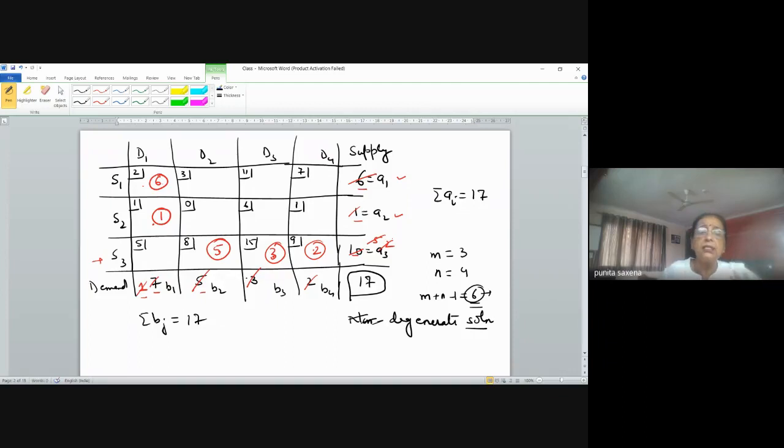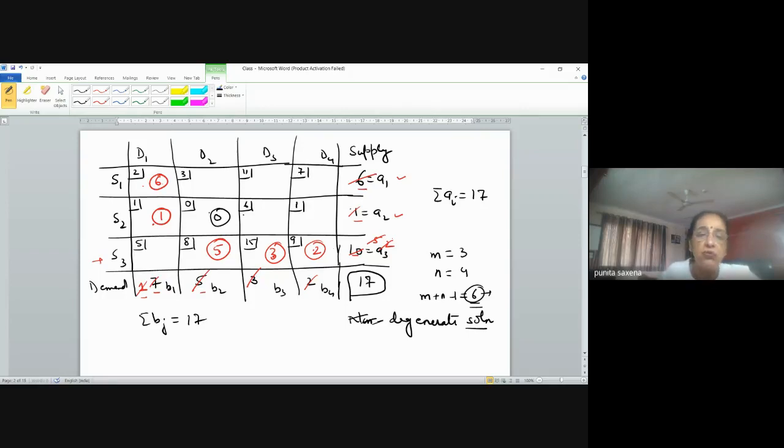Doesn't matter. In this case, the moment we had an equality here, A2 equal to B1, and since we were moving vertically down, what we could have done was give a 0 allocation somewhere, either here or here. It won't make any difference. So even if I allocate 0 here, my allocated cells are now 6 in number.